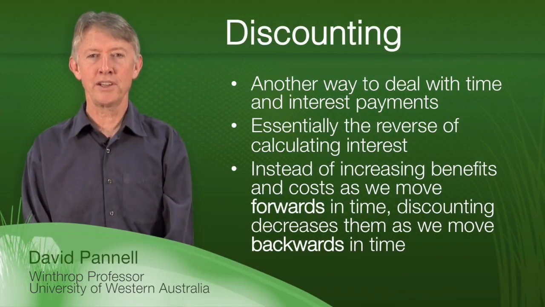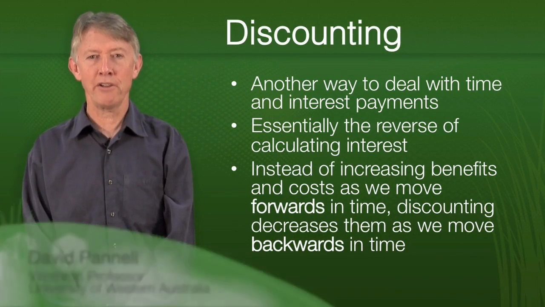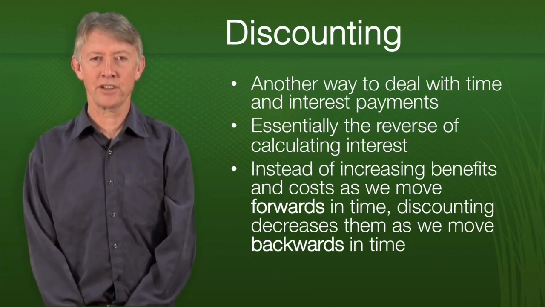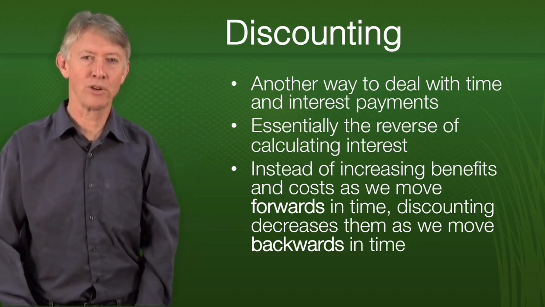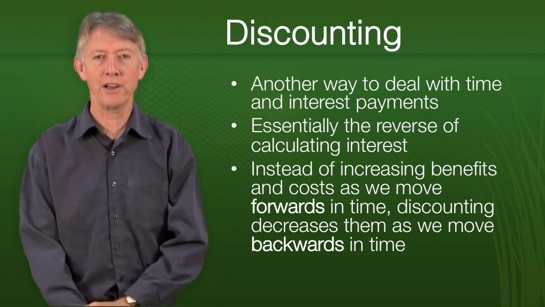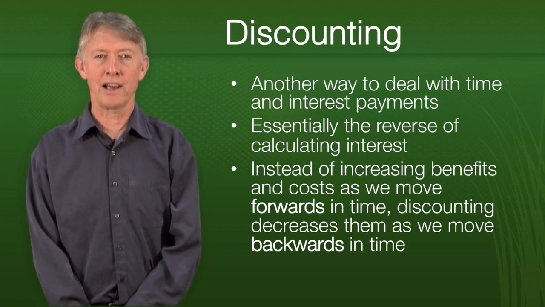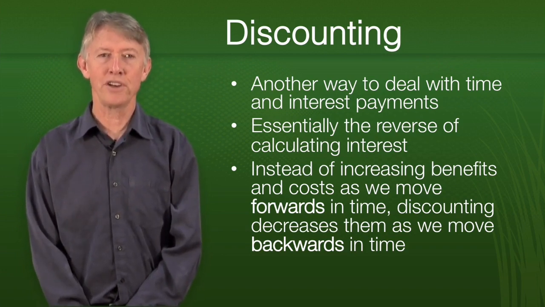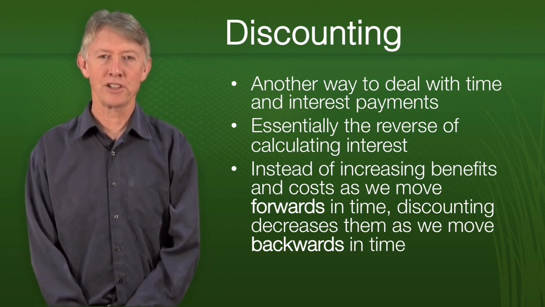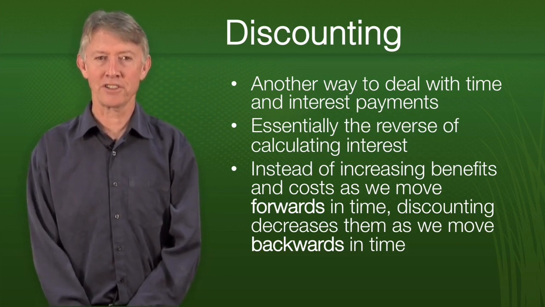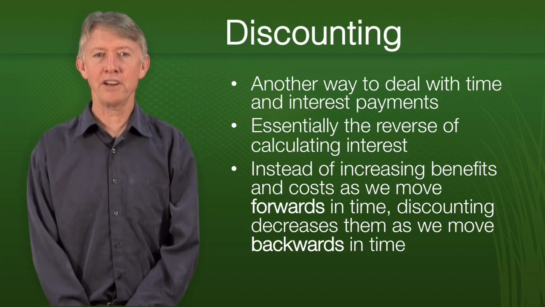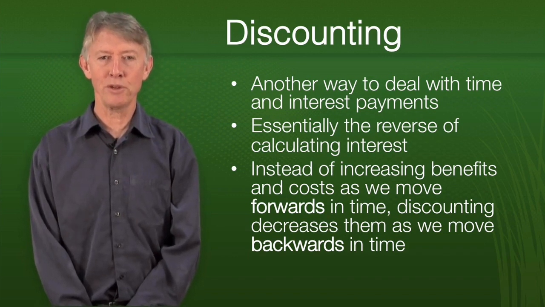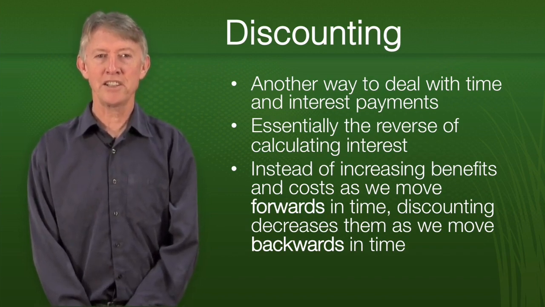This time we'll look at a different approach to comparing benefits and costs that occur at different times. And this is the approach of discounting. This is a much more widely used and much better known approach, although it's a little bit counterintuitive perhaps, because it's essentially the reverse process to the process we looked at last time of calculating interest. Instead of increasing benefits and costs as we move forwards through time, discounting decreases them as we move backwards through time.